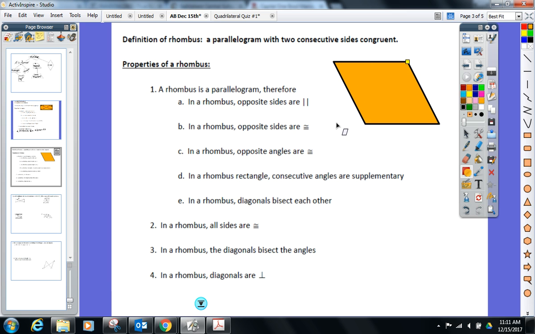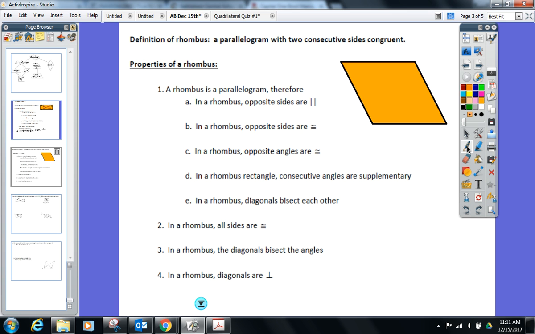Okay, there's a parallelogram. What makes it into a rhombus? Ready? 2 consecutive sides being congruent. If you have a parallelogram that has 2 consecutive sides congruent, you have a rhombus. Now think about it. What did you know about the sides of a parallelogram? Opposite sides are congruent. I just told you in a rhombus, consecutive sides are congruent. So what do you know about all 4 then? Oh, yeah, they're all there. Number 2, all sides congruent in a rhombus.